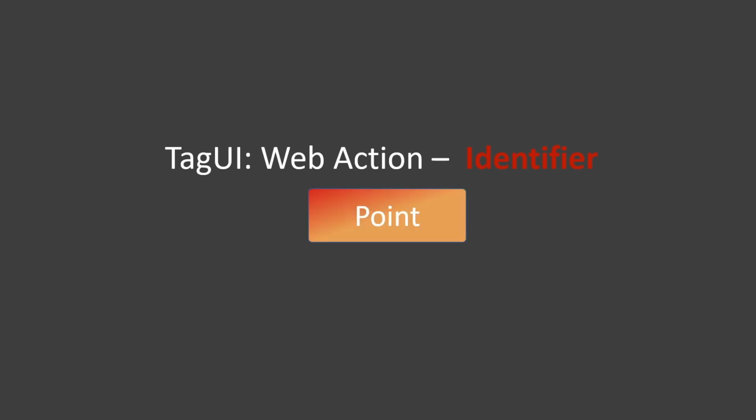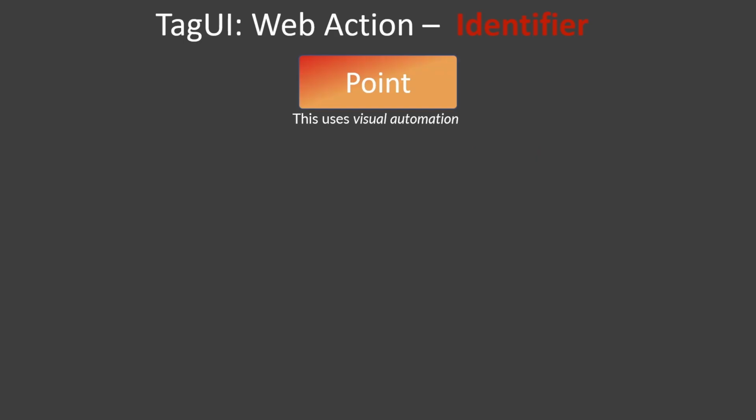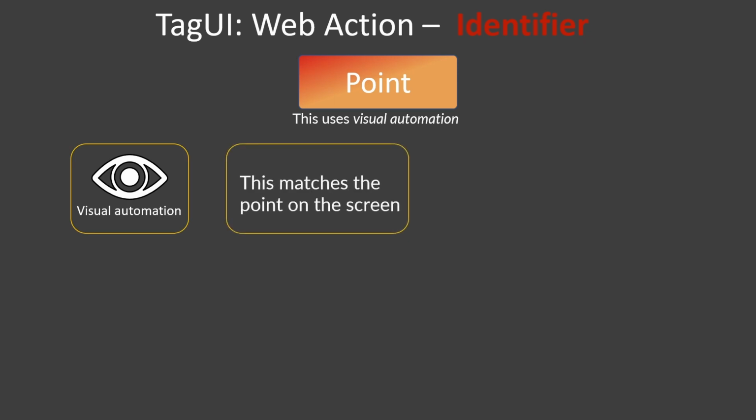In this session, we are going to see web action, and we're going to continue with identifiers and see one of the identifier points. It's a very straightforward and very useful concept. The point uses a visual automation capability, meaning what you can see on the screen, a visual automation technique, and it matches the point on the screen.